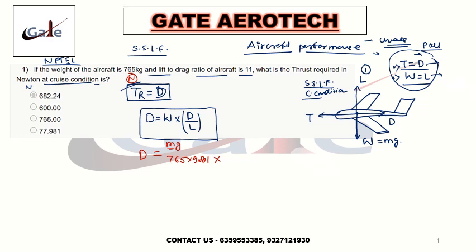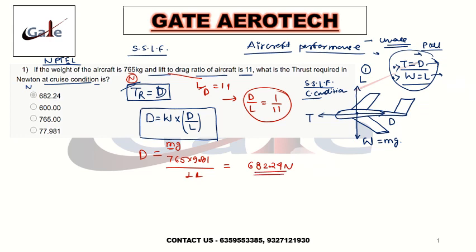And they have given the lift to drag ratio as 11. If I convert it into drag to lift, it becomes the inverse. So let me divide by 11. If you divide this by 11, you get 682.24 Newton. So the drag for this condition, where lift to drag is 11, is 682.24 Newton.